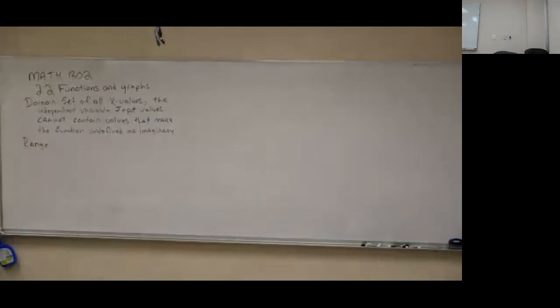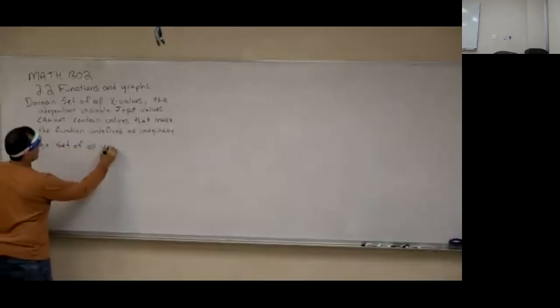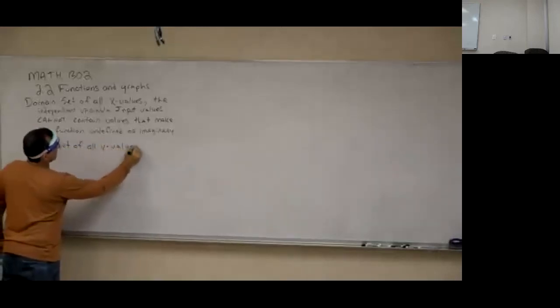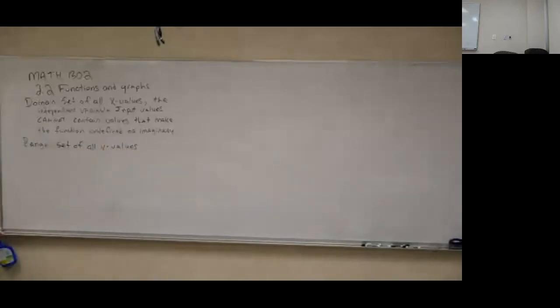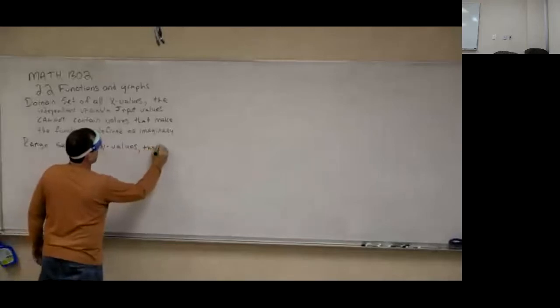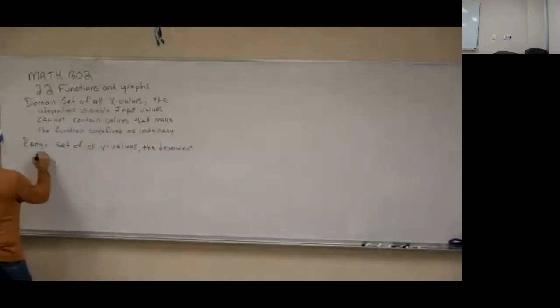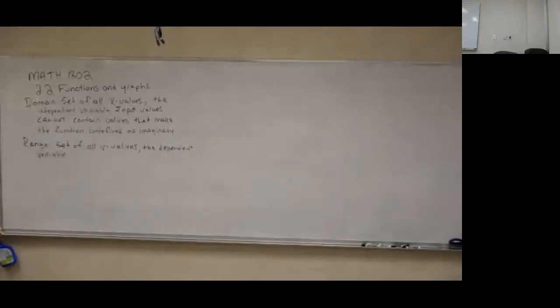And the range is basically going to be the set of all the y values. It's the dependent variable. What I mean by that, the dependent variable depends on what numbers you're putting in for those x values to get those y values out of them, okay?